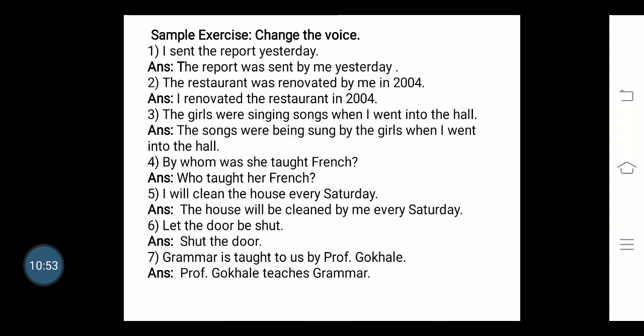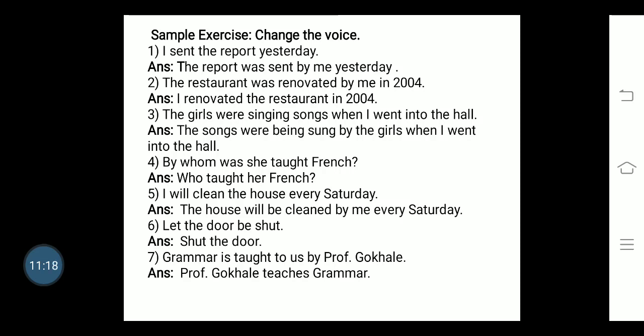Sentence number first, sample exercise, change the voice. You should write these 20 sentences in this assignment. First sentence, I sent the report yesterday. Which voice is this? It is active voice. Why is it called active voice? Because the verb "send" is very simple. Send, it is a verb. It is in simple past time. That's why it is in active voice.